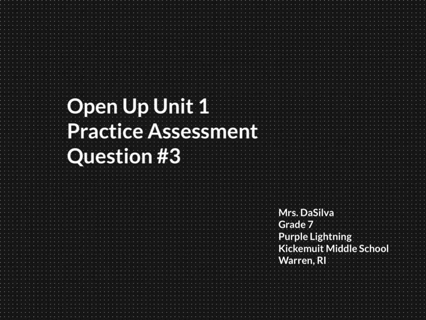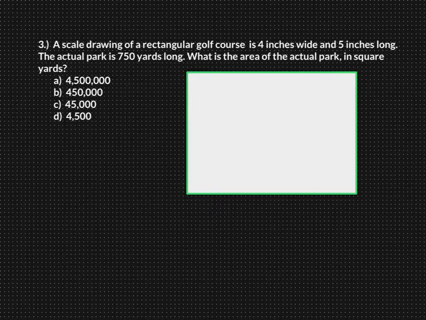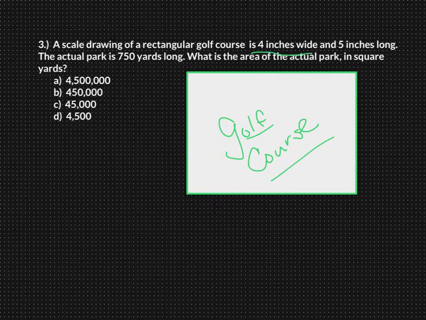Okay, here we are. Open up Unit 1, Practice Assessment, question number 3. So we're given some information about a golf course. You'll see that mine isn't actually a golf course because I couldn't get it to paste into here. So this is the golf course, even though you have a better picture of it on your actual practice test. The information it gives us is that it's 4 inches wide and 5 inches long. So I'm going to go ahead and label that. This is 4 inches on this side and 5 inches on this side.